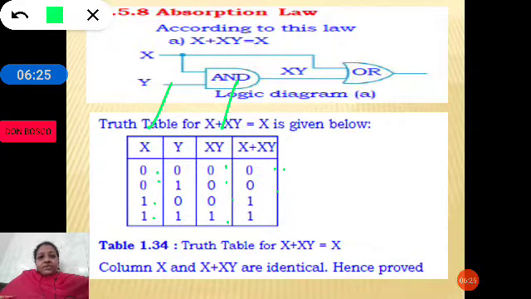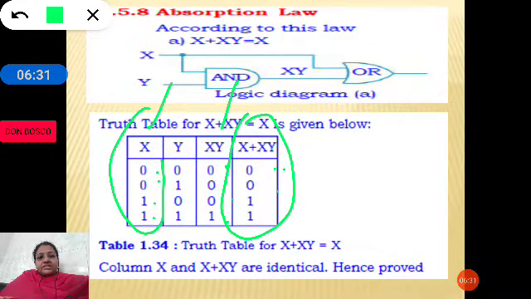Now we can compare the x plus xy column with x, where we have 0, 0, 1, 1 and 0, 0, 1, 1. Both columns are identical. Hence, the x plus xy and x columns are identical, and we have proved that x plus xy is equal to x.